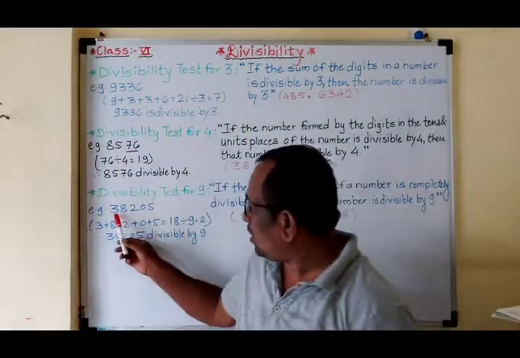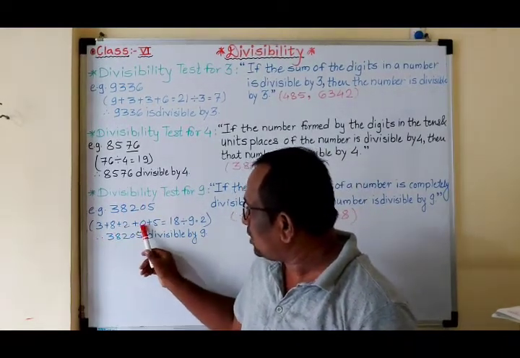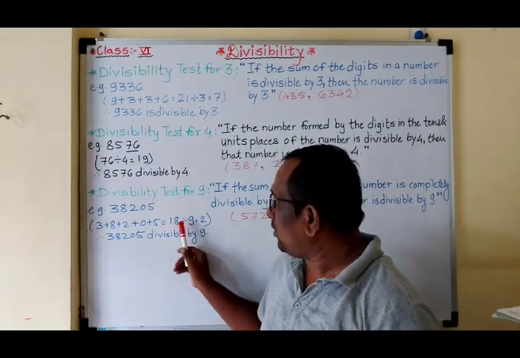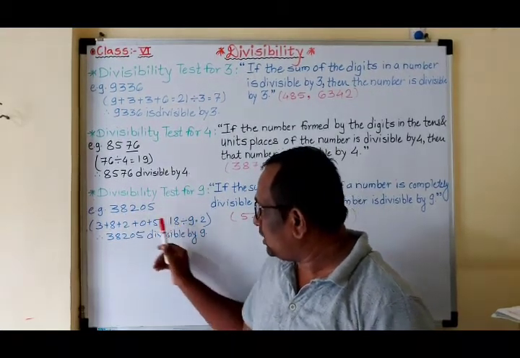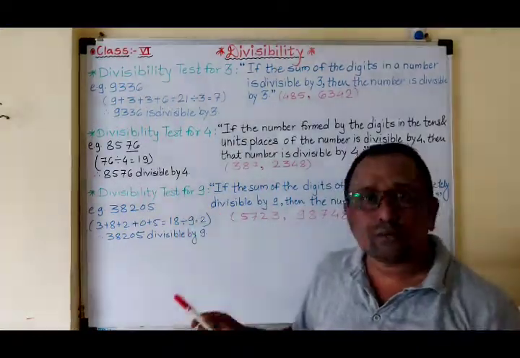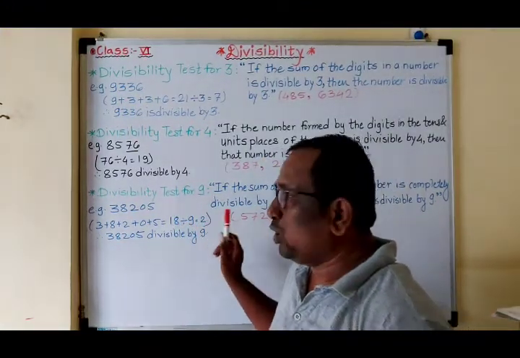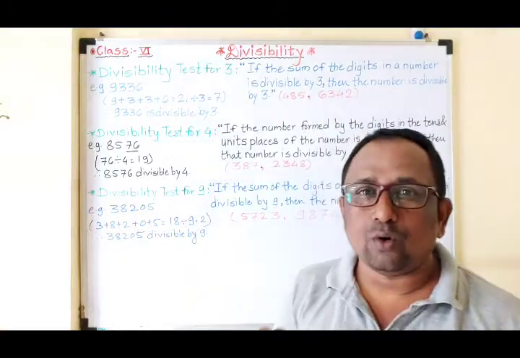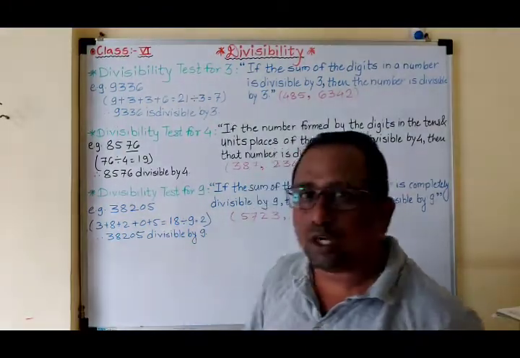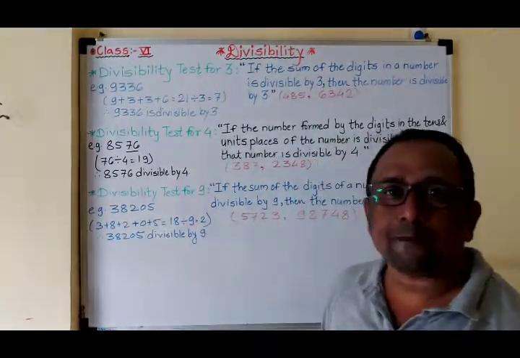What we have to do? We have to add each and every digit of the given number. So 3 plus 8 plus 2 plus 0 plus 5. That gives 18. Okay. So we have to divide this 18, the addition of all the digits, by 9. Why 9? Because that is the divisibility test of 9. Okay. So 18 divided by 9, we got 2. So here the division is complete, we got the remainder 0. So 38,205 at last you have to write divisible by 9.